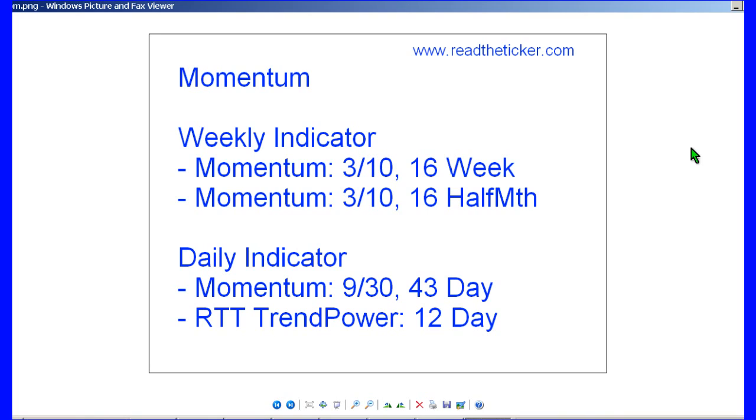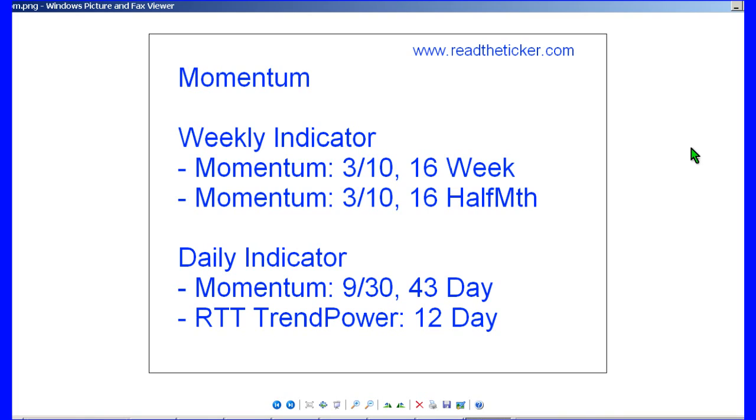I use the momentum 3-10-16 indicator. On the weekly chart I have a weekly setting, and also on the weekly chart I set the half-month settings. That half-month setting is unique to readtheticker.com. It's just like day, week, half-month, month. So it's just like selecting a week indicator and putting it on a day. We actually select the half-month indicator and put it onto a week. So it just gives another view.